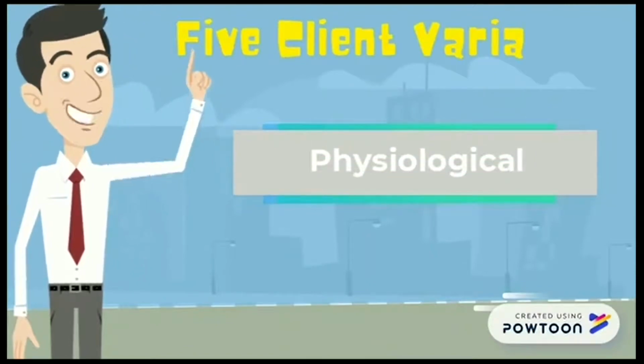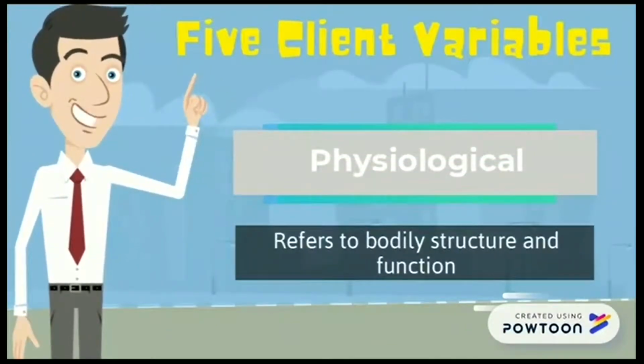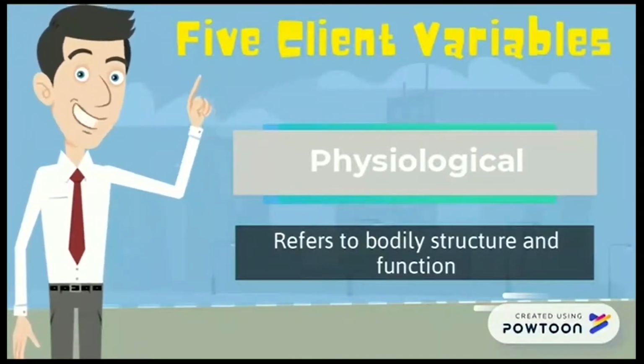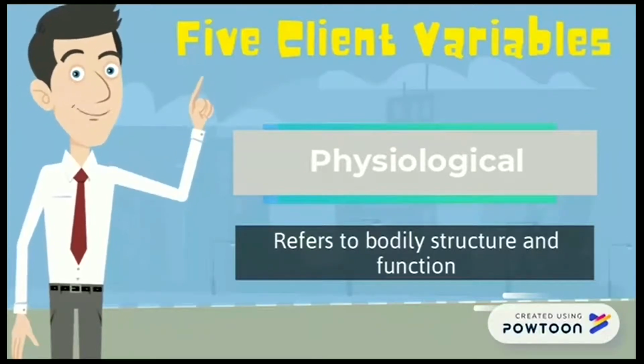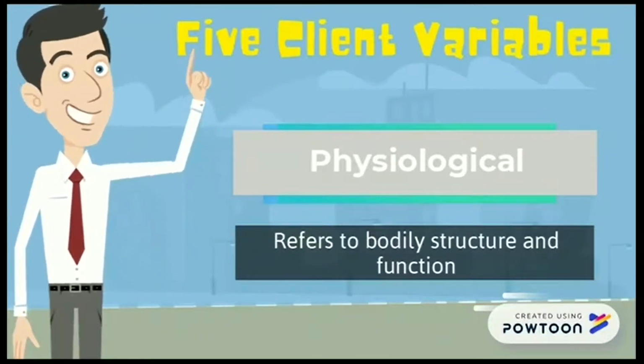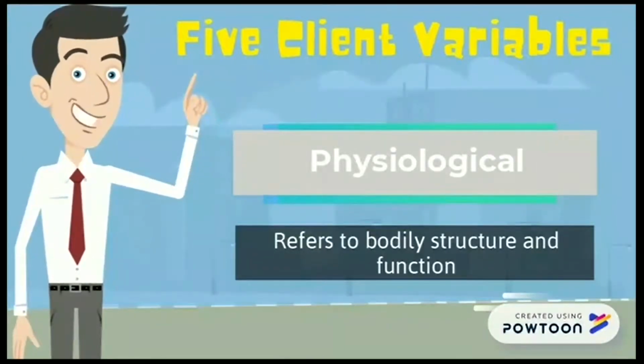Neumann offers the following definitions for each variable. First is the physiological. Physiological refers to the bodily structure and function. Examples are autoimmune response, degree of mobility, and range of body function.